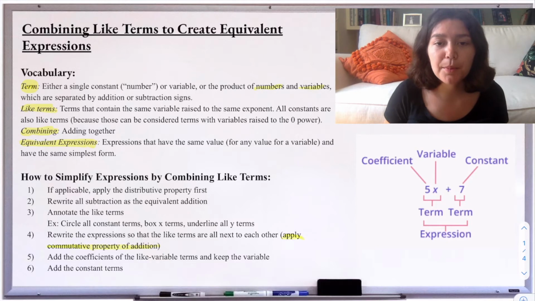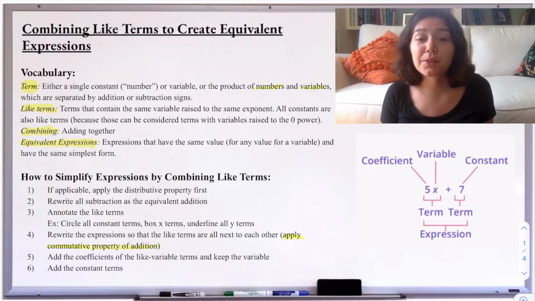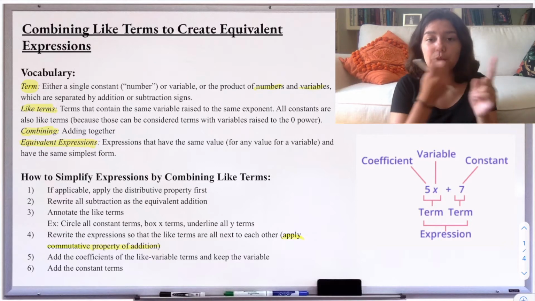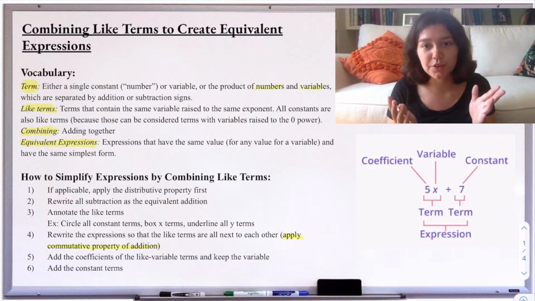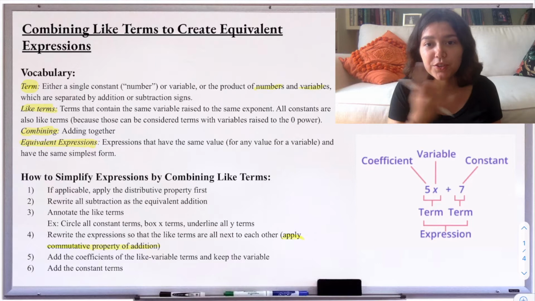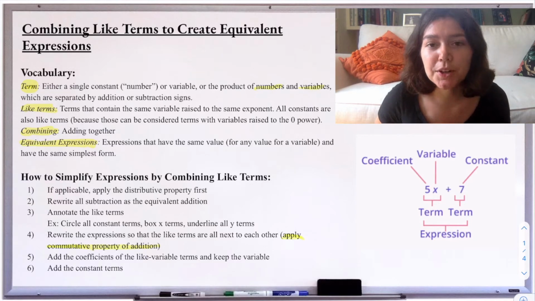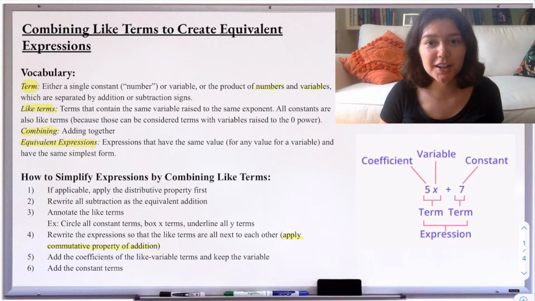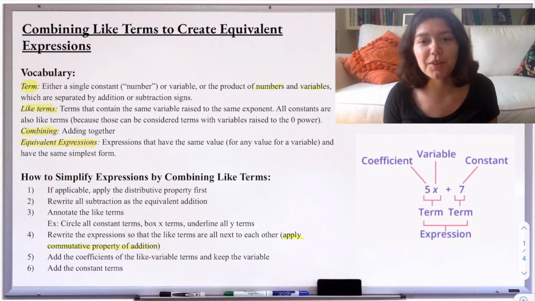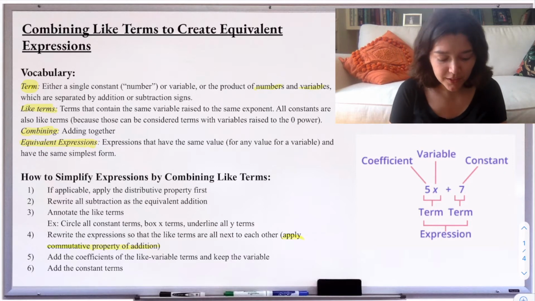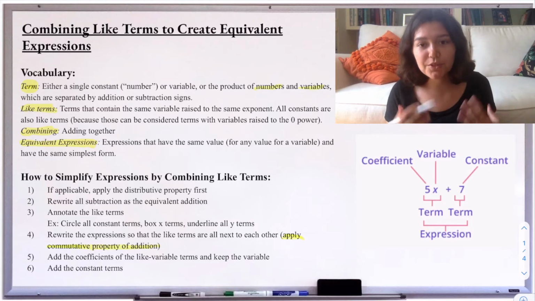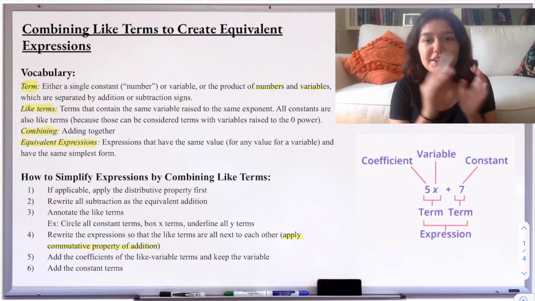The commutative property of addition says that a plus b is equal to b plus a. In other words, you can switch the order. 2 plus 3 is equal to 3 plus 2. So we know we're able to move this order around. If you think about the word commute, like what's someone's commute to work, it's like how long does it take them to get to or move to work. So it's about this moving around idea. Okay, so we're going to move them all around so we have all the like terms next to each other.